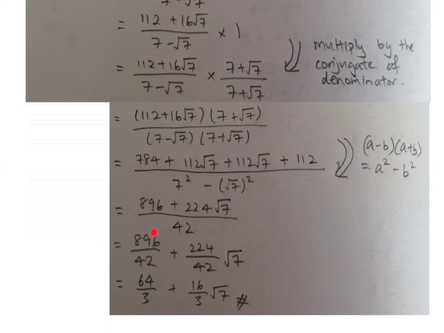Alright, so when we have this particular fraction over here, we can actually split it up into two fractions, which is 896 divided by 42 plus 224 divided by 42 square root 7. Use your calculator, you can get 64 over 3 and 16 over 3. Alright, so this is how you do it, and this is rationalizing the denominator.